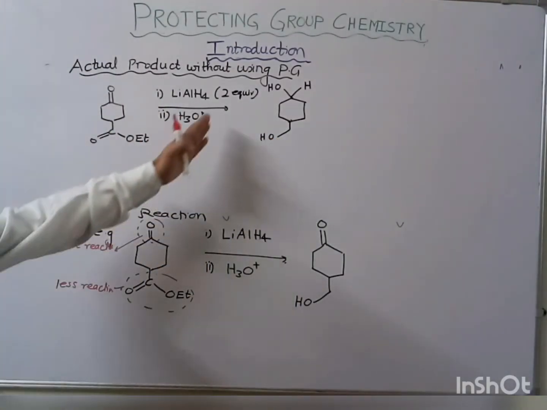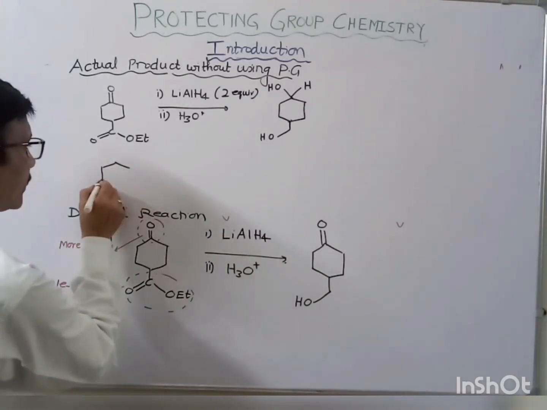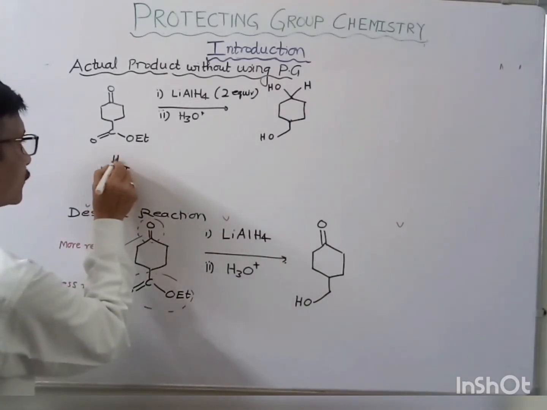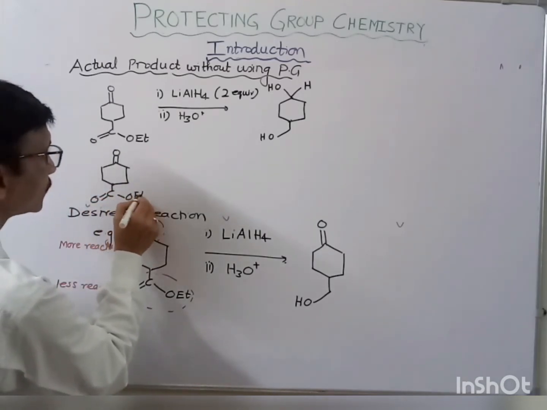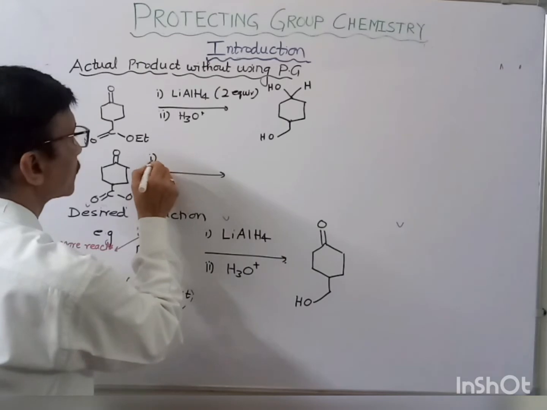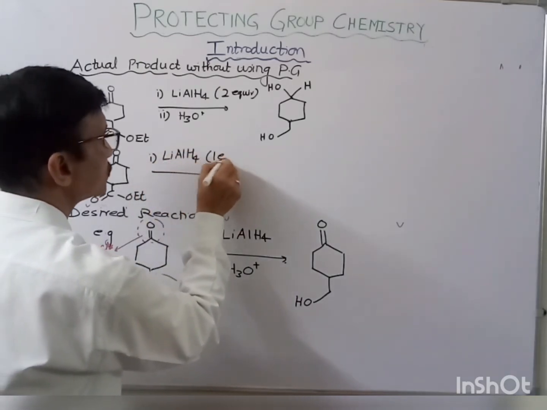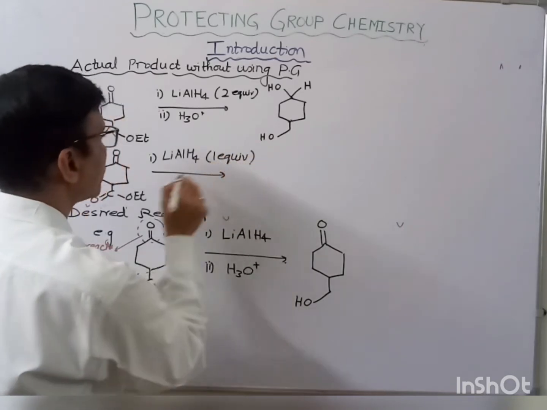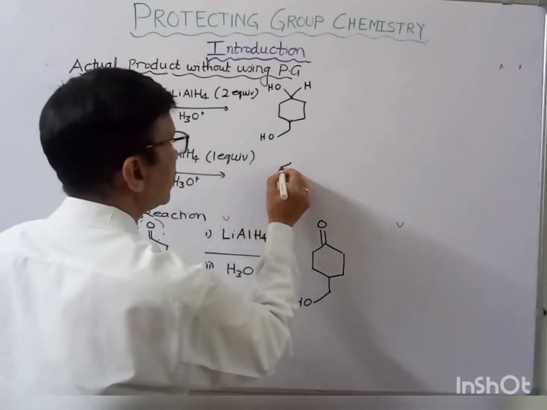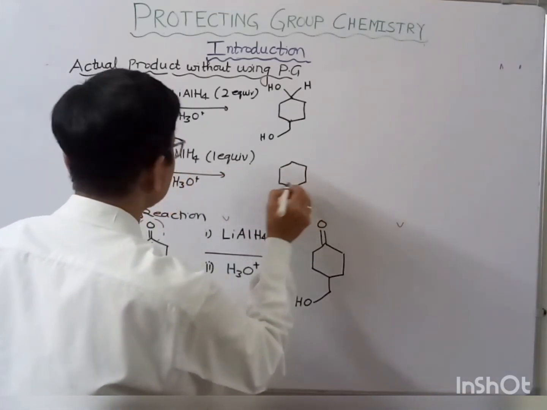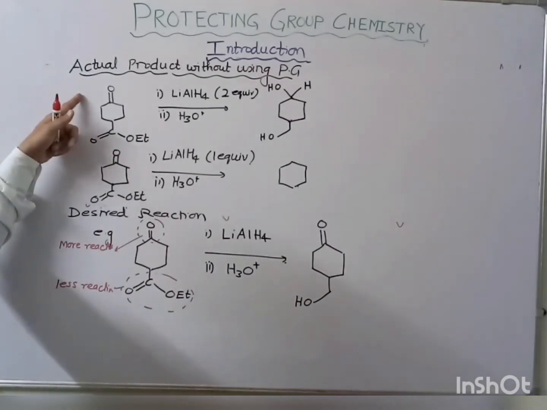Now, this is when two equivalents of this are used. Now, suppose we are using one equivalent of lithium aluminum hydride, followed by hydrolysis. In that case, which functional group will react?